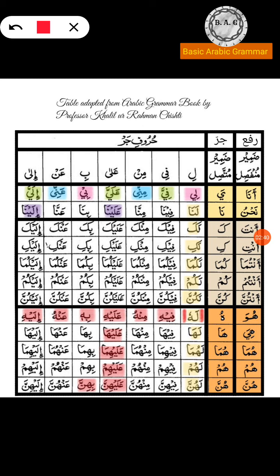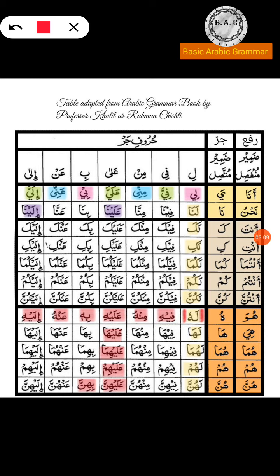So instead of saying Zamir Munfasil, I just give the concept ahead that it is the rafa pronouns, like I, we, for example. Munfasil roughly translates to unattached, and we know that the rafa pronouns are unattached. Next we have Zamir muttasil. It roughly translates to attached. Sila means connection.